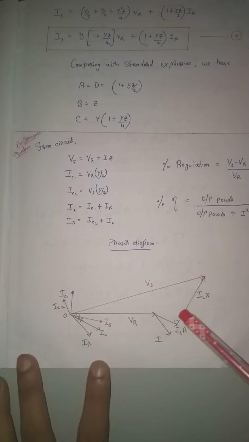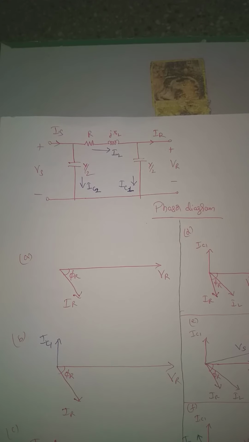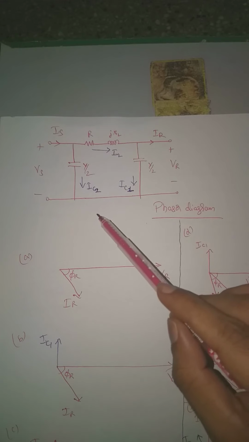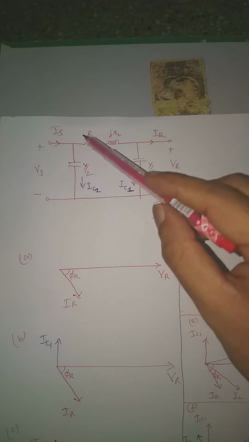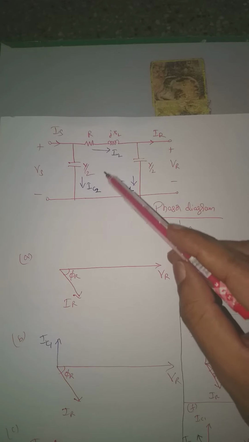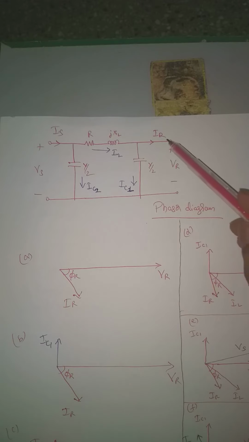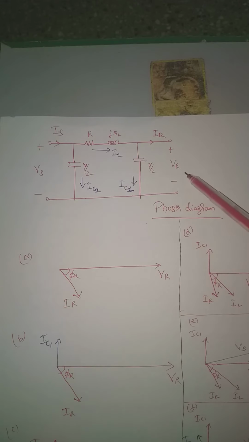Last part is the phasor diagram. Now let us try to understand the phasor diagram step by step. So now here we have the same circuit. This current through the capacitor, I have called it as IC1, and this I have called it as IC2. And you know the current that is flowing through the line here is IL. This is the receiving end current, this is sending end current, sending end voltage, and then receiving end voltage.